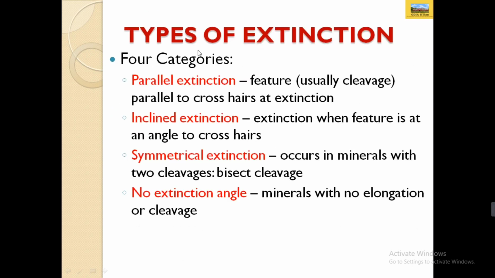Now the types of extinction are parallel extinction, inclined extinction, symmetrical extinction, and no extinction angle. When a feature, usually cleavage, is parallel to the crosshair at extinction, that is parallel extinction. Similarly, when the feature is at an angle to the crosshair, that is inclined extinction. Symmetrical extinction occurs when the mineral with two cleavages has the crosshair bisecting the cleavages. No extinction angle is for a mineral with no elongation or cleavage.